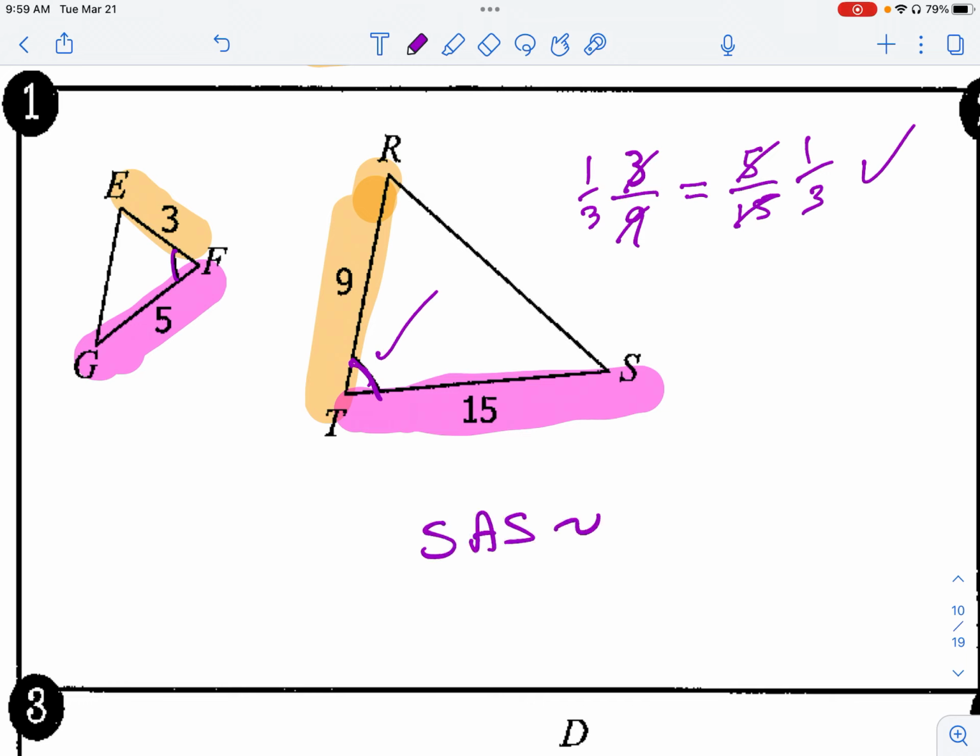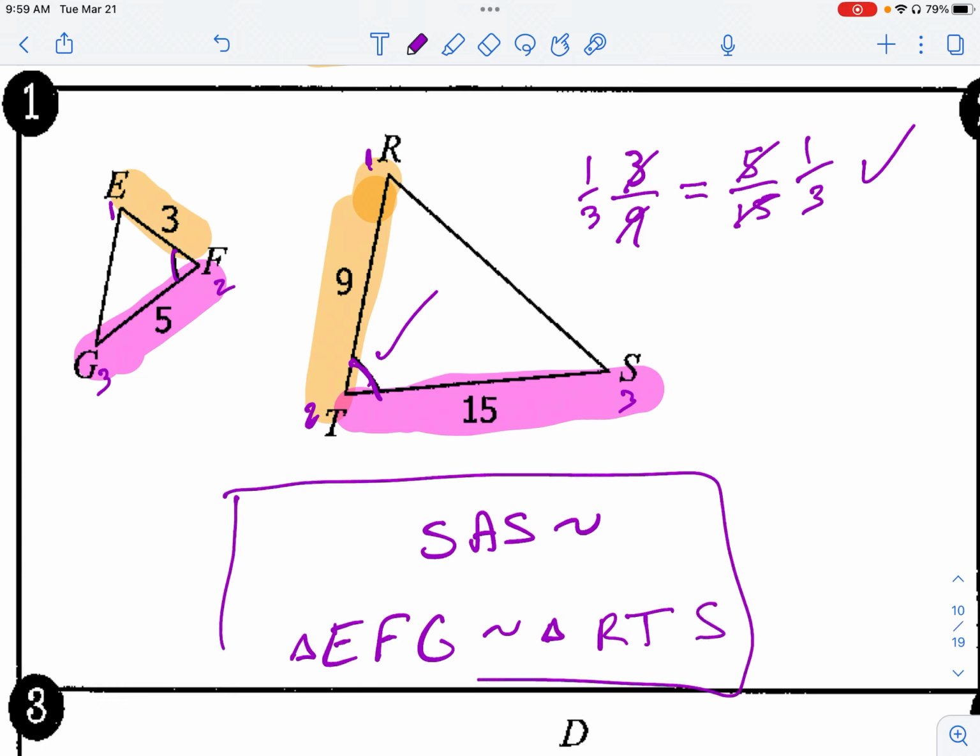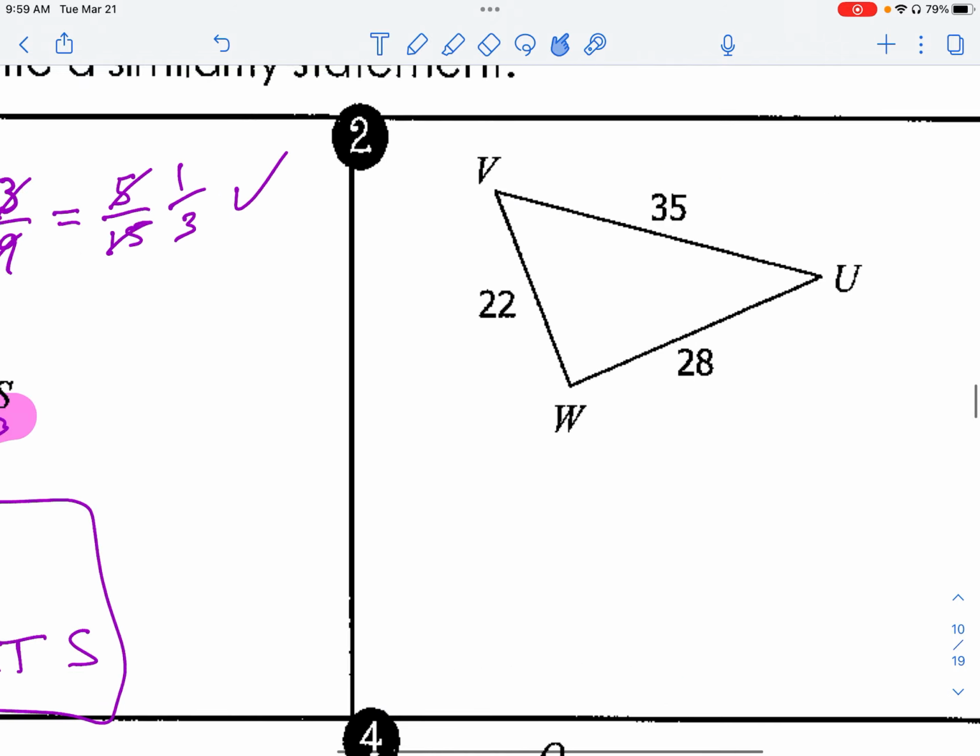Now we just got to write our similarity statement. So let's start up here with E, F, G. Now we got to match our second triangle to it. So E down the short side to the angle. So R down the short side to the angle. So we got R, T, S. And we are done with that one.